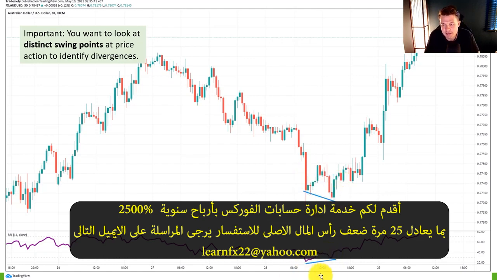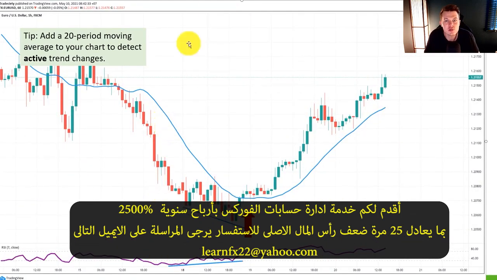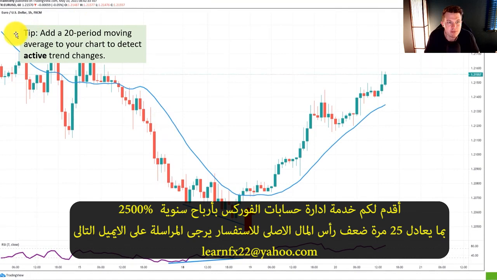And the indicator is then also much easier and more objective to identify, or the divergence rather. We have lower lows here, and we have higher lows here. Classic divergence, and then we have a turnaround. A very common tool to use as well is the 20-period moving average.